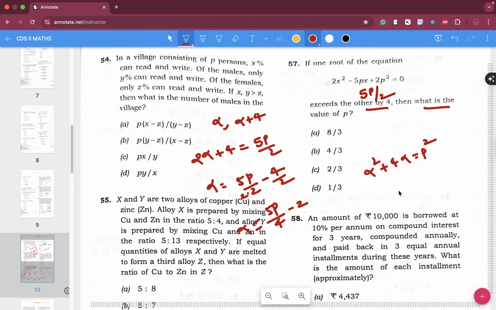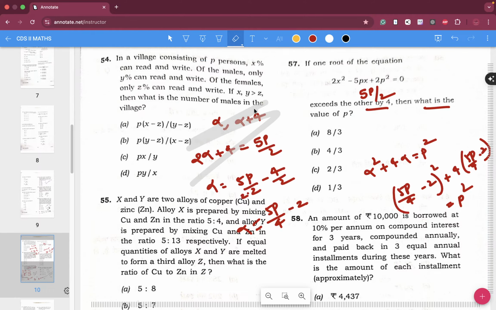So 5p by 4 minus 2 whole square plus 4 into 5p by 4 minus 2 is equal to p square. You can always find a better way of doing this sum. You can find the sum of the roots, and you can also find the difference of the roots. All that you can do, but now you have to patiently solve this one.